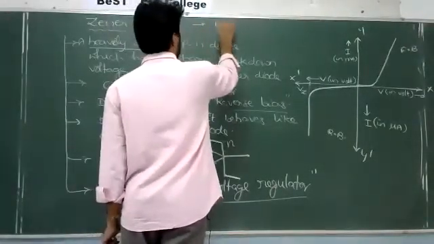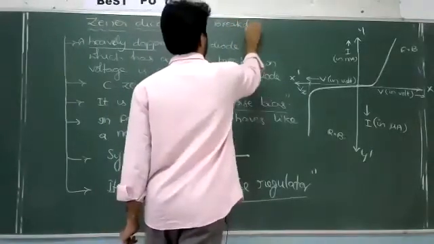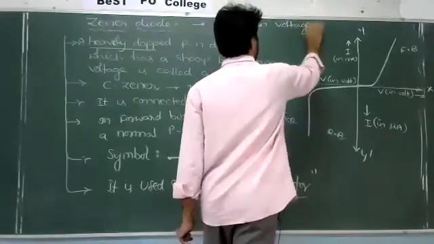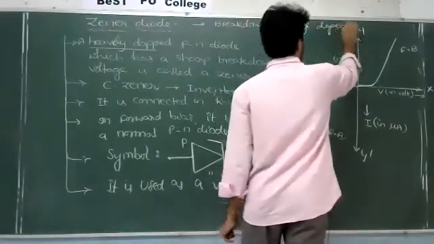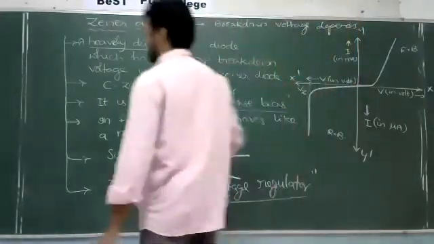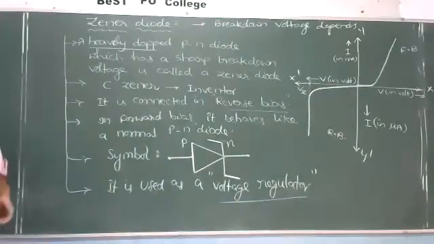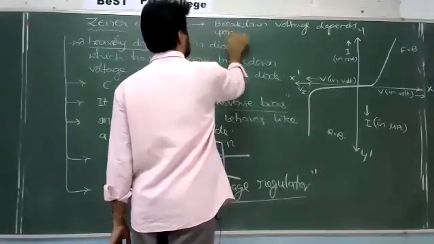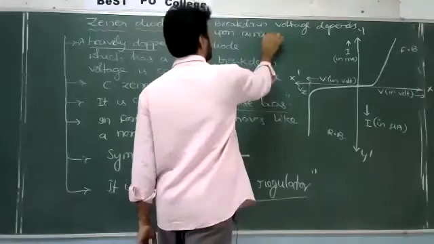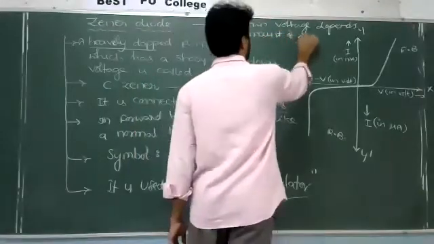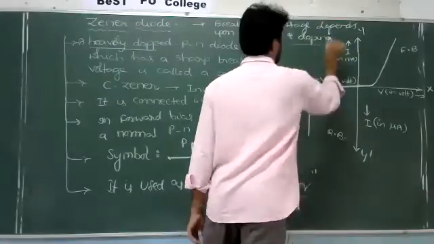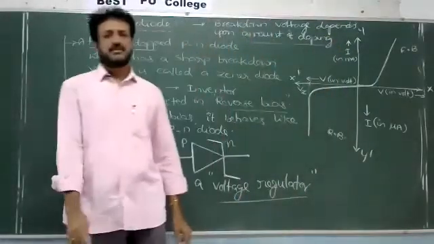Breakdown voltage depends upon the amount of doping. That's important.